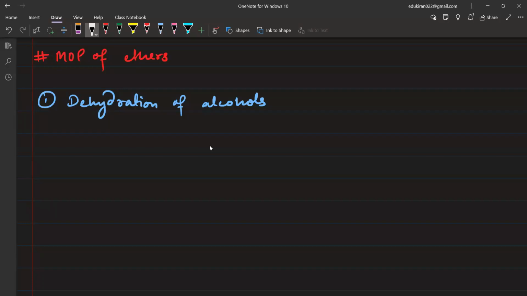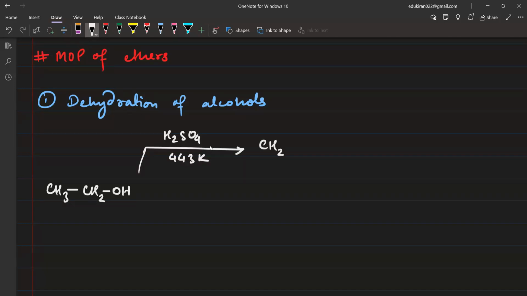So please see here, we can do the dehydration at different temperatures, and it is going to give us different products. So please write CH3CH2OH. Now, if I do dehydration at a high temperature, it is going to give me alkene. So if you have H2SO4 and the temperature is 443 Kelvin, then you are going to get CH2=CH2. So what is this? This is alkene, and specifically, this is ethene.